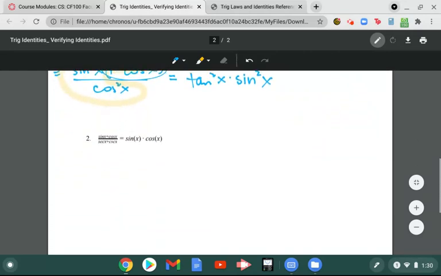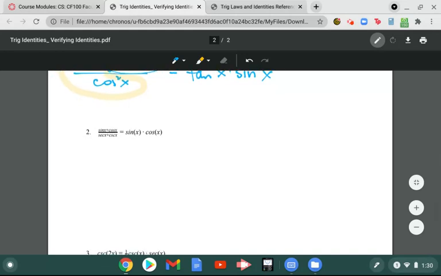Number 2. So in number 2, I can start either on the left or on the right. I like to start with a more complicated side because it just gives me more to work with. But you don't always start with the left-hand side. A lot of the times you do. That's just because of the way the math world tends to think. One of the things I love about the math world. But I'm definitely going to start on the left here. I cannot assume it's equal to the right now.